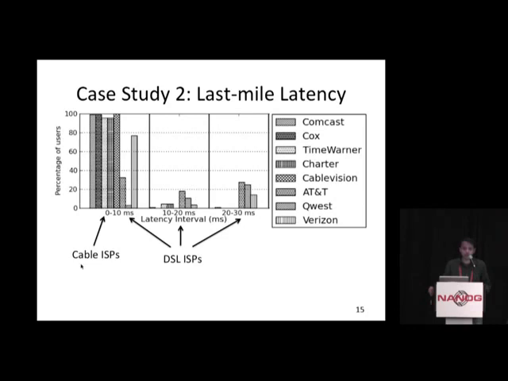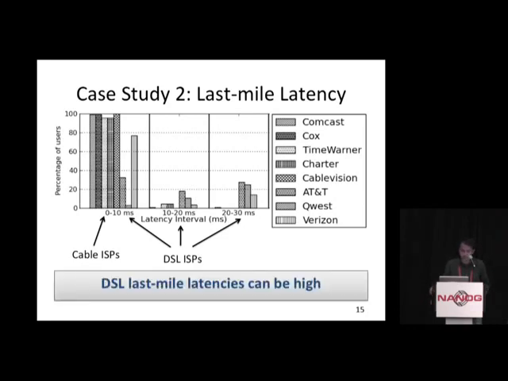And we saw users with last mile latencies of greater than 40 milliseconds. So DSL last mile latencies can be high, and one of the reasons for this is that DSL ISPs employ a technique called DSL interleaving on the last mile, which reduces loss in the last mile by adding more error correction techniques. While this does reduce loss, it unfortunately has a side effect of increasing latency.